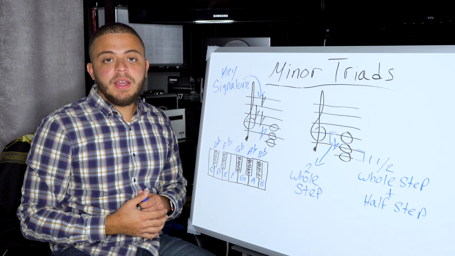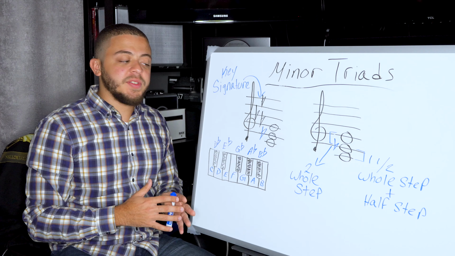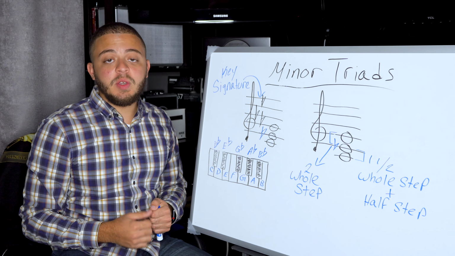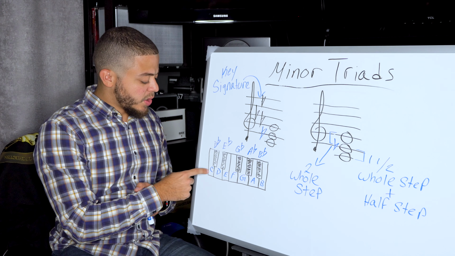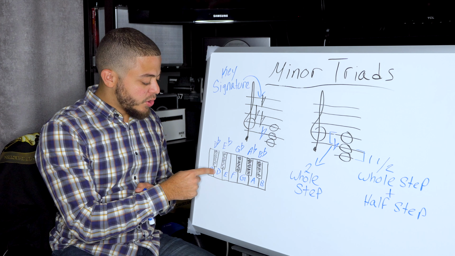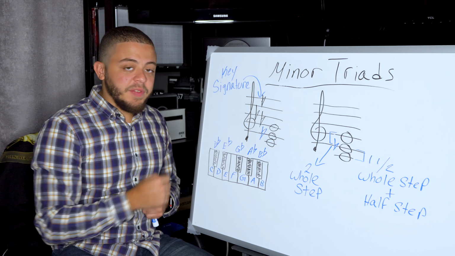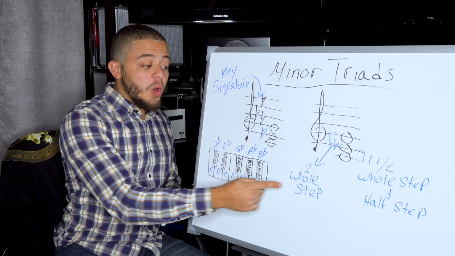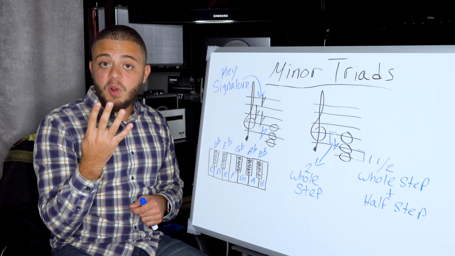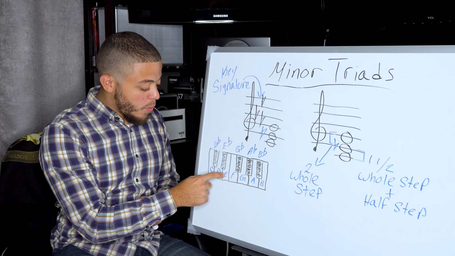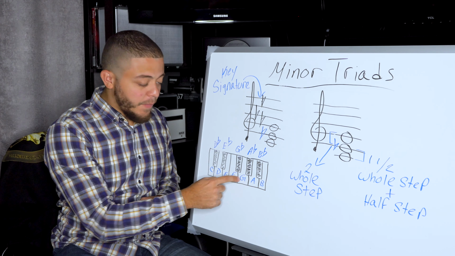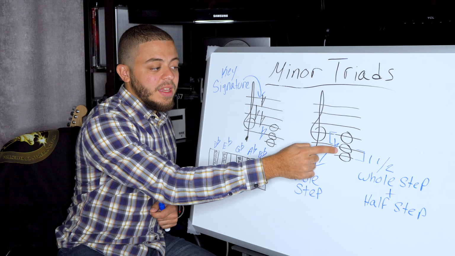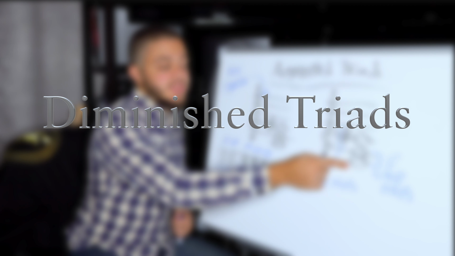The second way to build a minor triad is using whole steps and half steps. So from the root note C, we're going to go up a whole step and a half, which is equivalent to 3 half steps. So on the piano, it's 1, 2, 3. E flat would be our third. And now from E flat, we're going to go up 2 whole steps, which is equivalent to 4 half steps. So we're going to go 1, 2, 3, 4, and we get to G. Our minor triad is C, E flat, and G.